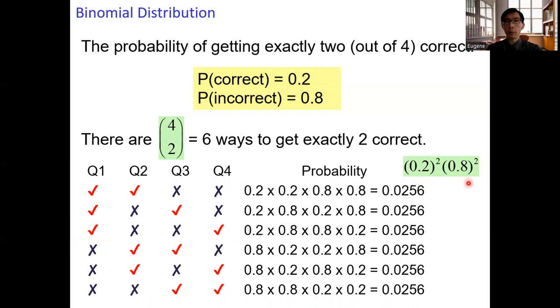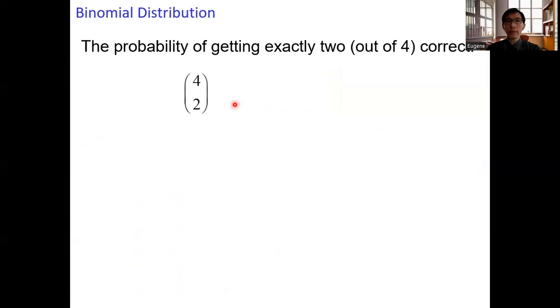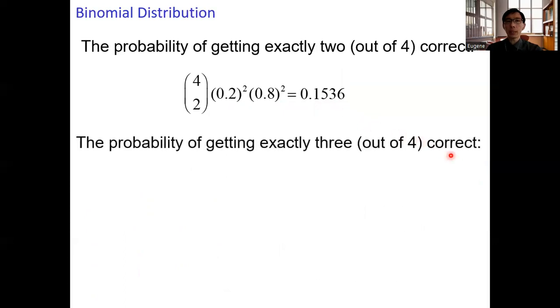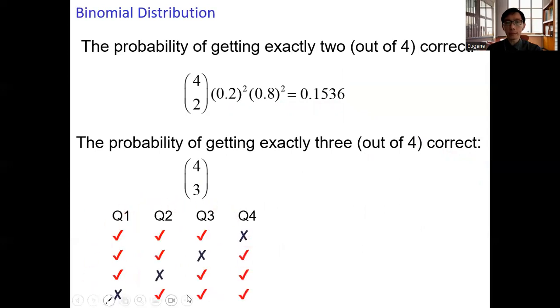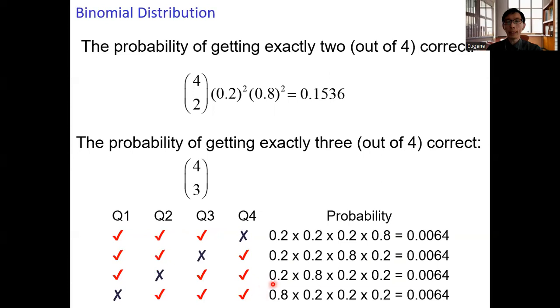And therefore, the probability of getting exactly 2 out of 4 questions correct is 4C2 times 0.2 squared times 0.8 squared, which equals 0.1536. How about the probability of getting exactly 3 out of 4 correct? Then we have 4C3, the number of ways of getting exactly 3 out of 4 correct, and then the probability.